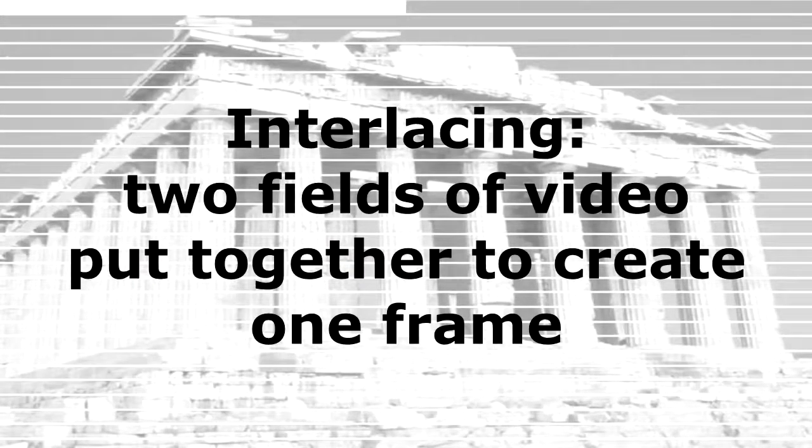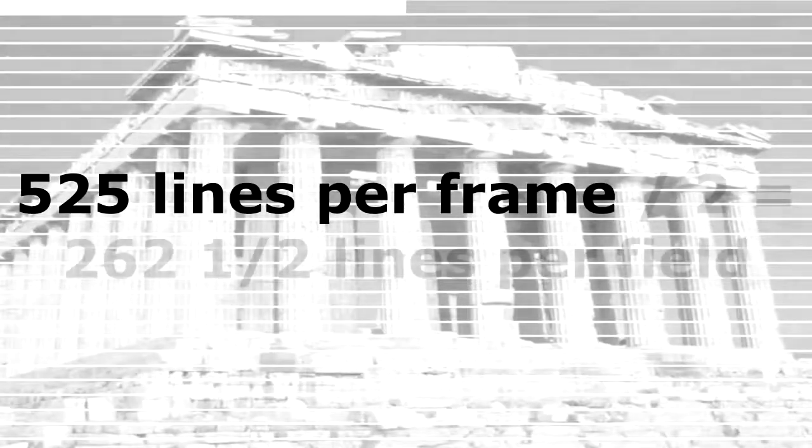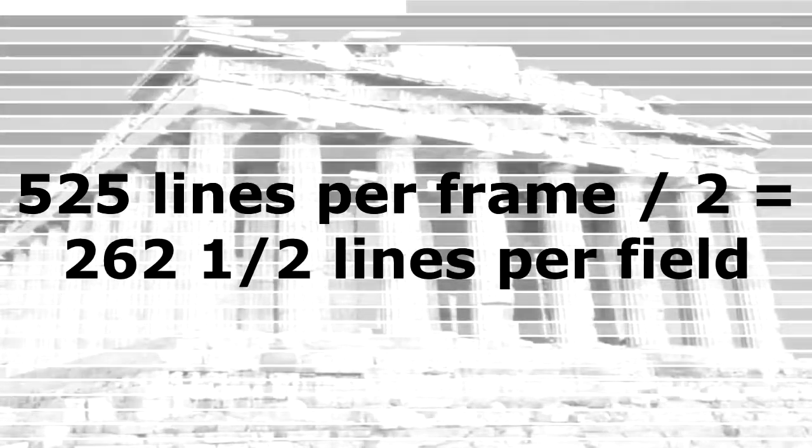Interlacing occurs because the second field of scanning starts half a line's distance across the screen relative to the first field. The analog television system has 525 total lines per frame. Therefore, each field has half that many, or 262 and a half.